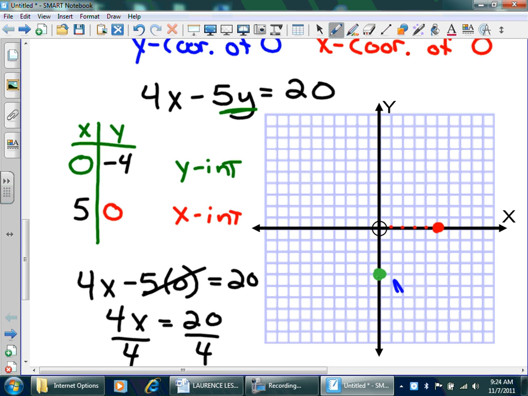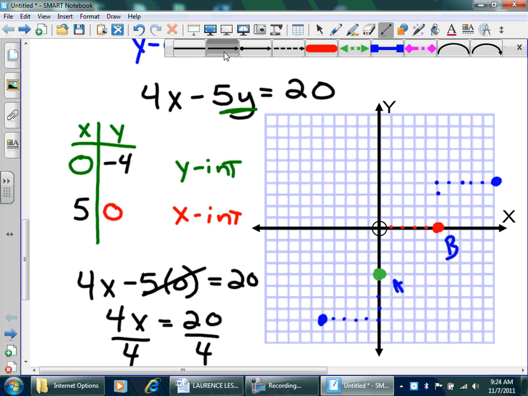I'll call this point A, point B. Up from A, 1, 2, 3, 4, right to B, 1, 2, 3, 4, 5. I could go from B up 1, 2, 3, 4, right 1, 2, 3, 4, 5. There is a new point to help me draw my line. I could also go down from A, 1, 2, 3, 4, left 1, 2, 3, 4, 5. I don't have to, but it just helps me draw a prettier line.